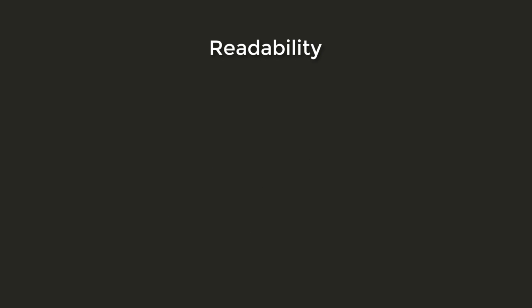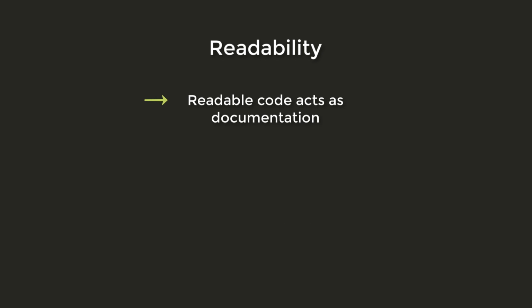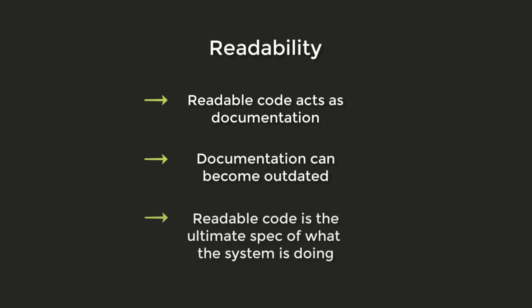Readability is so important that Janice Singer at the National Research Council of Canada coined the term "code is king." The reason she came up with this notion is that readable code is documentation itself. This is especially important because documentation can become out of date, but the code that runs within the system is the ultimate spec of what the system is doing.